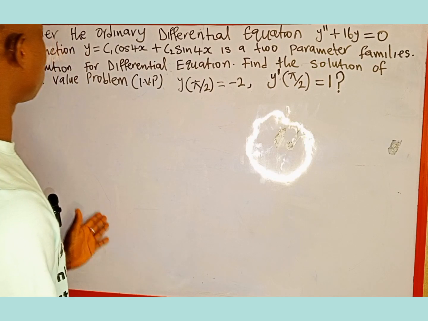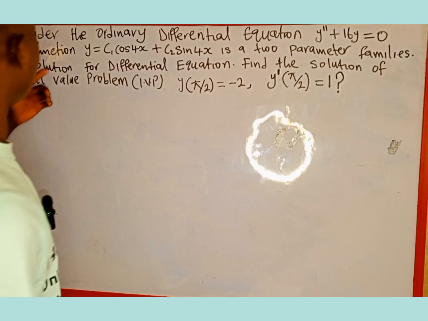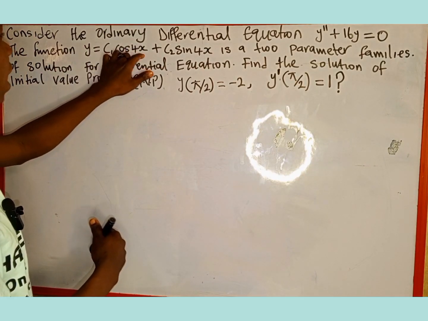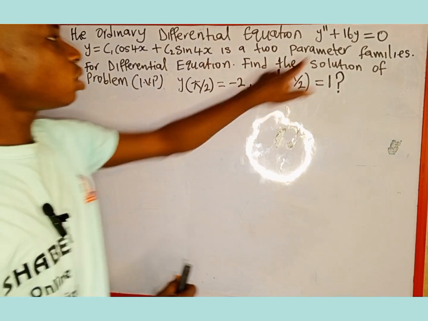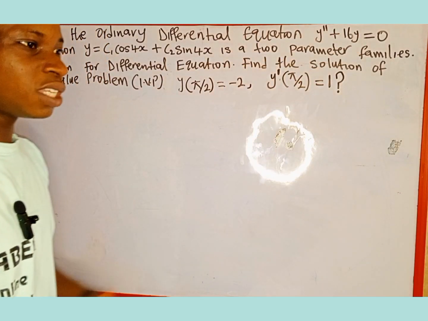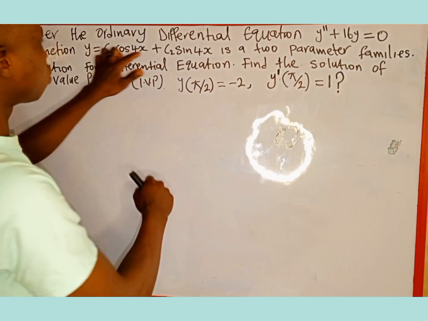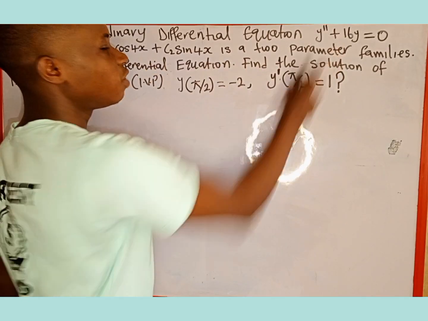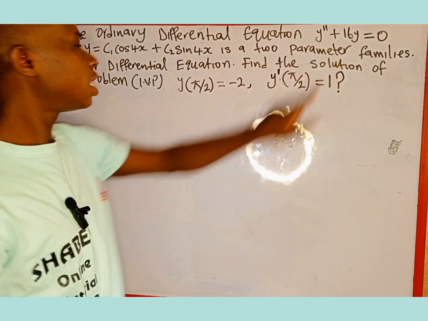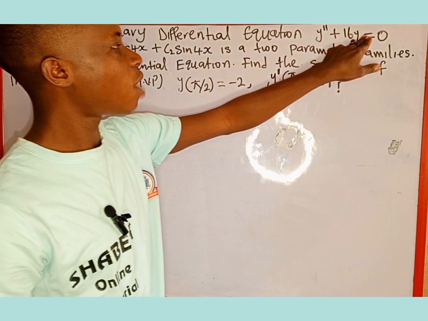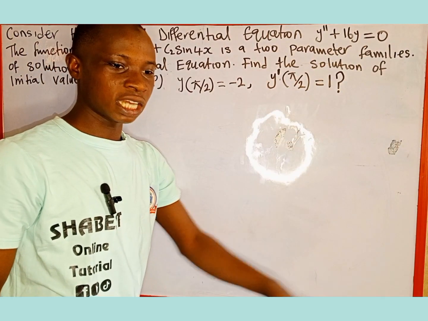In this case, the question says y'' + 16y = 0, and the function c1 cos 4x + c2 sin 4x is a two-parameter family of solutions to this differential equation. If you missed our previous class, you can go back and watch the video. If you verify, this function is a solution to the given differential equation. When you differentiate this function two times and substitute, then put the function of y and multiply it by 16, it is going to give you 0. So we have discussed that in our previous class.